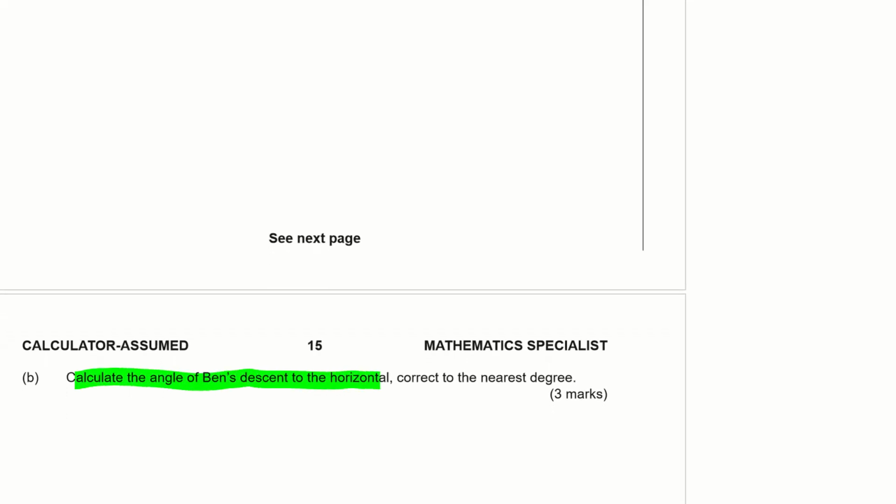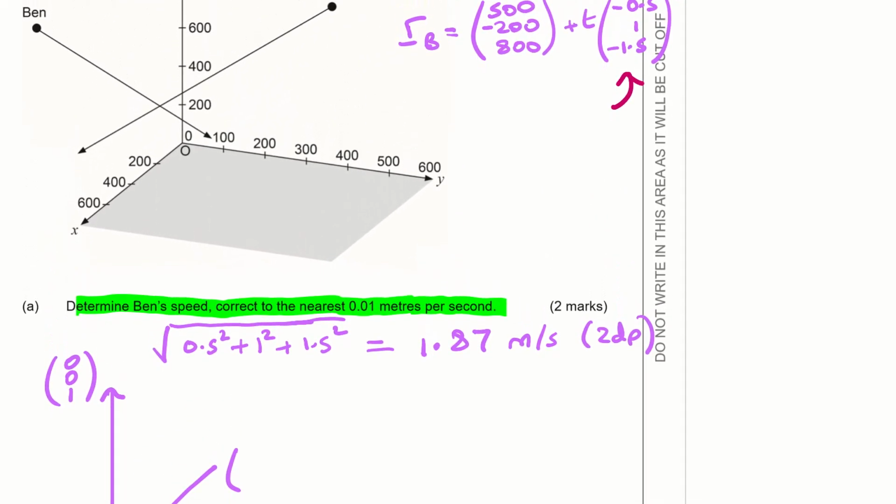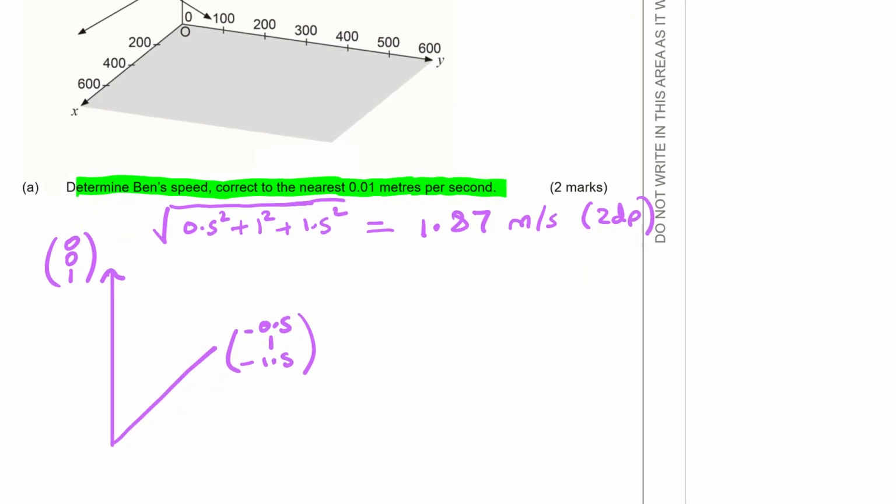Calculate the angle of Ben's descent to the horizontal, correct to the nearest degree. Well, it's probably easier to work out his angle to the vertical, since the vertical is just 0, 0, 1. And so if we work out that angle, we'll then be able to work out the angle to the horizontal, whichever direction it's in. So his direction is negative 0.5, 1, negative 1.5. So we can work out the angle between those two vectors. We can do that using a dot n.